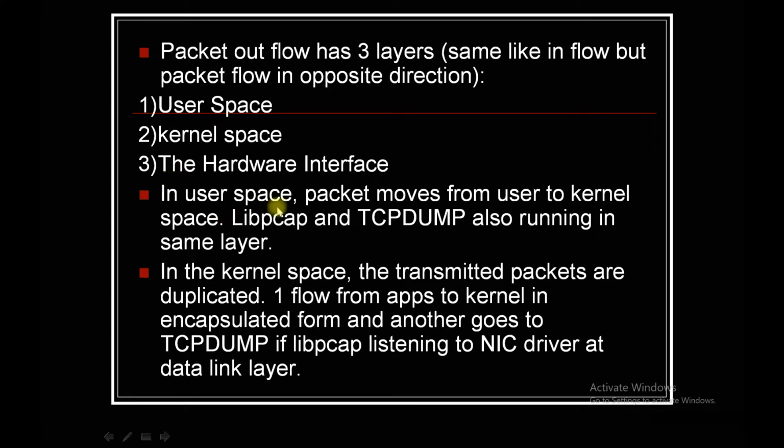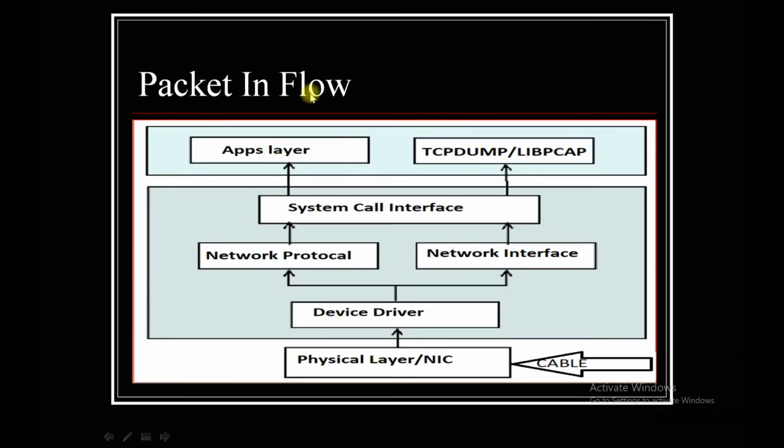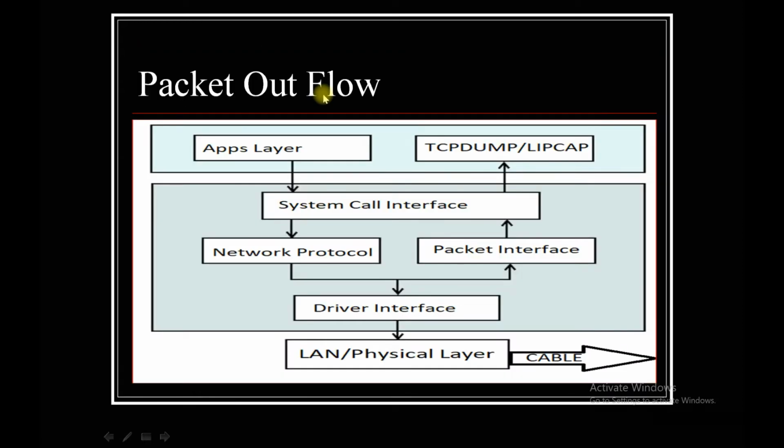So first of all, user space, where the packet moves from user to kernel space, and libpcap and tcpdump also run in the same layer. Kernel space encapsulates the data from the app, and another copy goes to tcpdump if libpcap is listening to the NIC driver at the data link layer. So guys, hope through this diagram you will be able to understand packet outflow and packet inflow very easily. In means it's coming towards you, and out means it's going out from your environment.